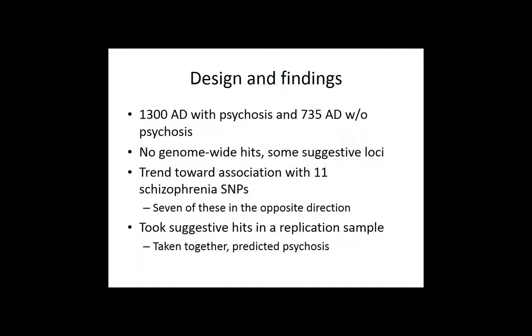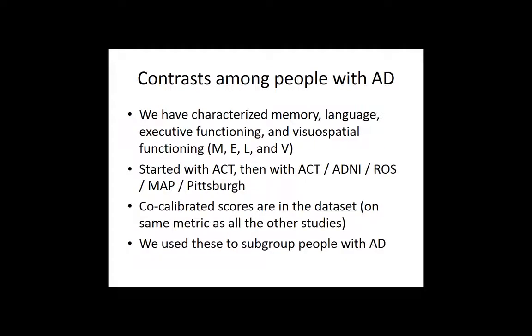So what about contrasts among people who have Alzheimer's disease? We've looked really hard at this with my research group, and we've looked at memory, language, executive functioning, visual spatial functioning, which I call M, E, L, and V, like Melvin, to keep them straight in my head. And we started with data from ACT and then added data from ADNI and Ross and MAP and the University of Pittsburgh. And we've co-calibrated scores, and these are in your data set. And so they're on the same metric. So the ADNI scores for M, E, L, and V are on the same metric as my scores from ACT and from the University of Pittsburgh.